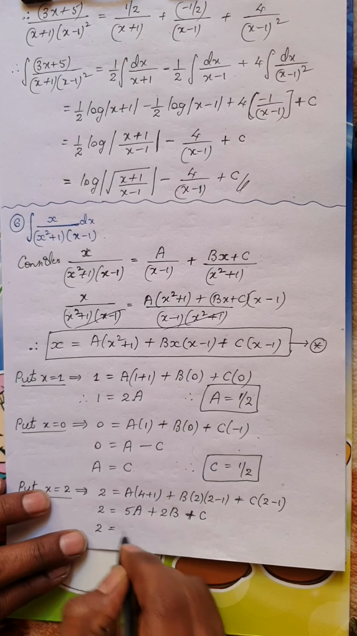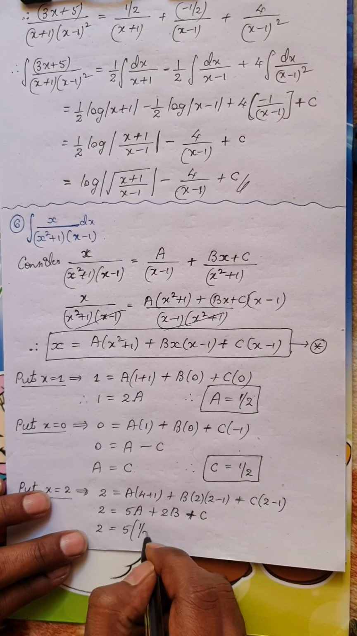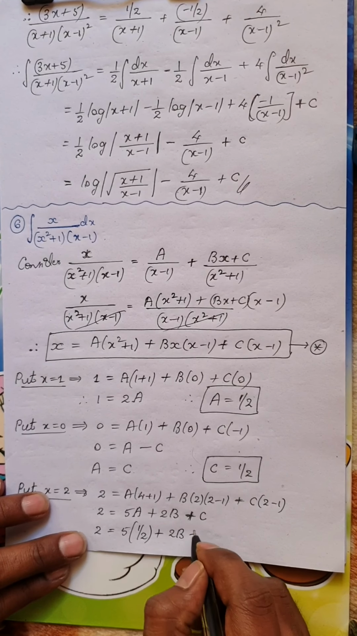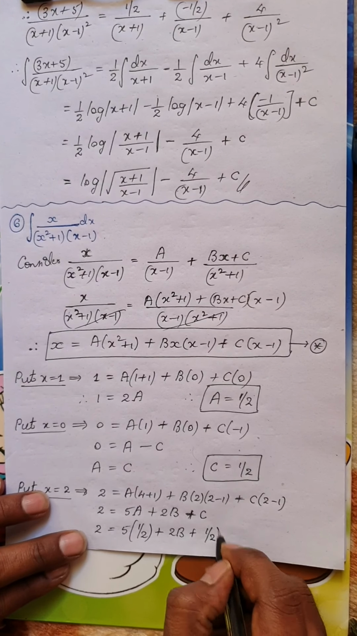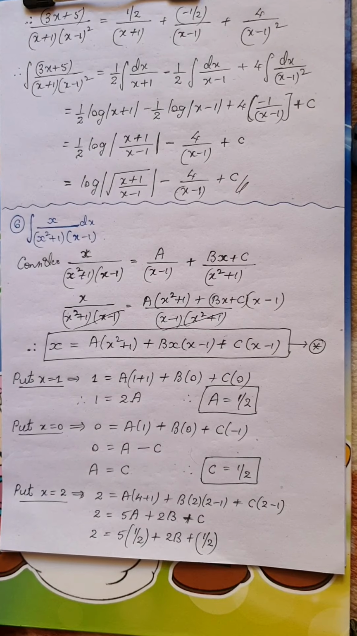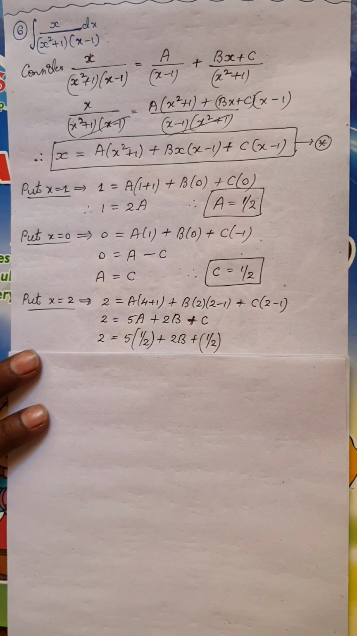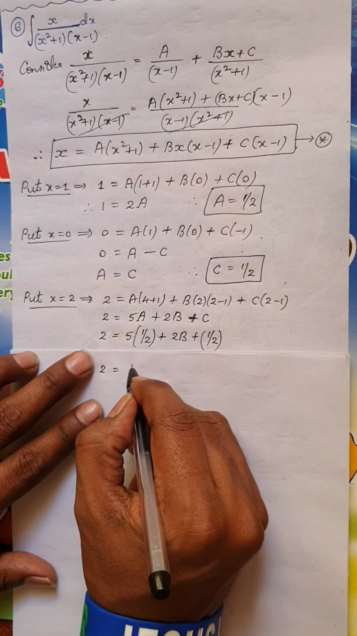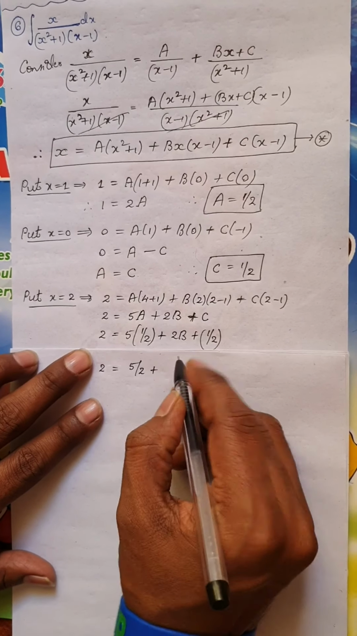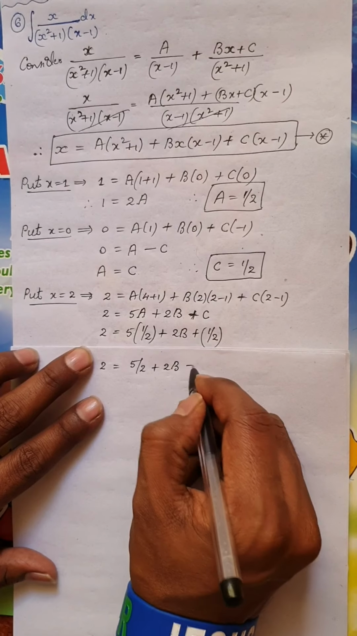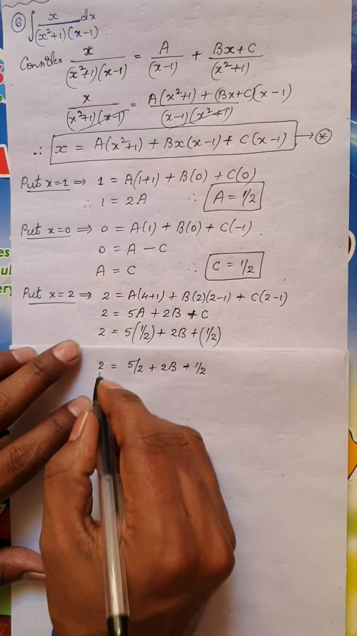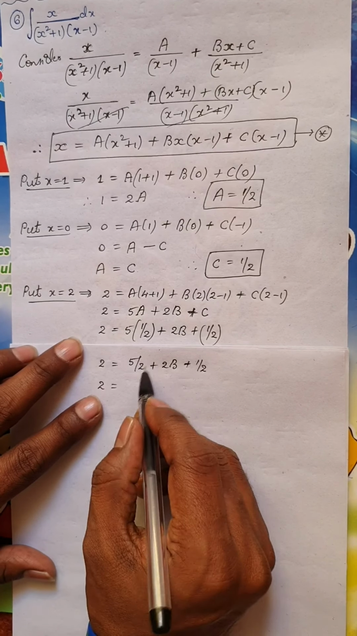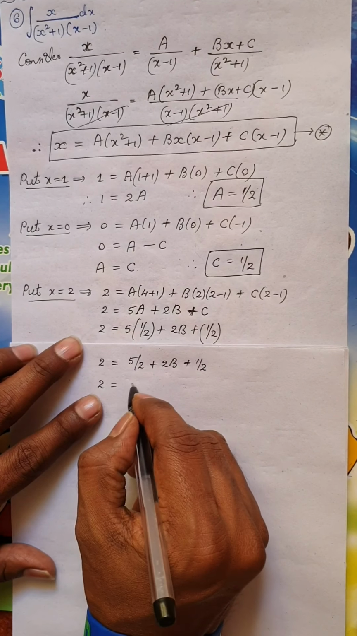So, 2 is equal to 5 into a, which is 1 by 2, plus 2b, where b I do not know the value yet, plus c, which is 1 by 2. So, 2 is nothing but 5 into 1 by 2, that is 5 by 2, plus 2b plus half. Now, what is 5 by 2 plus 1 by 2? It would be 6 by 2, isn't it?